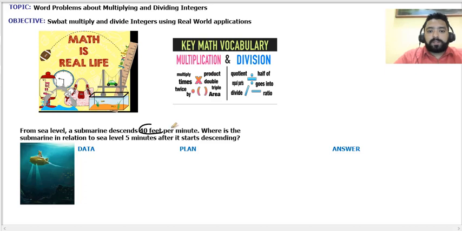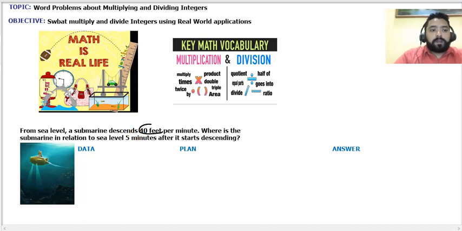Per, as you can see, this word is related with multiplication. Where is the submarine in relation to the sea level 5 minutes after it starts descending? We have to relate the word per and the 5 minutes. So if it's 40 feet per minute and we have 5 minutes, that means we are going to multiply the 40 feet times the 5. But remember, descent means negative.